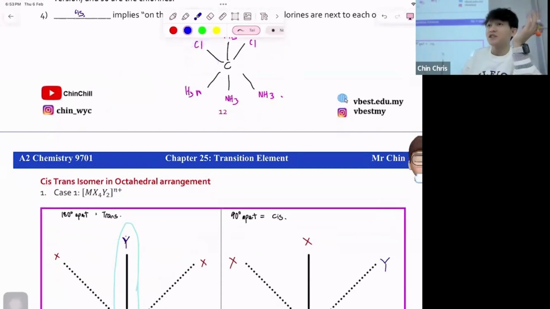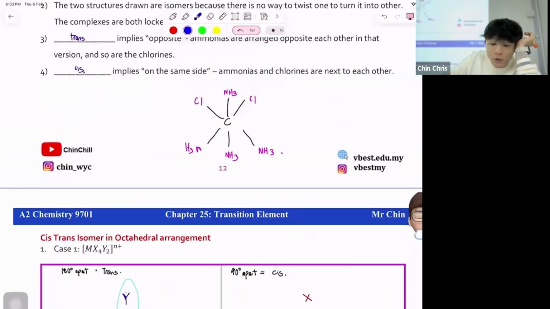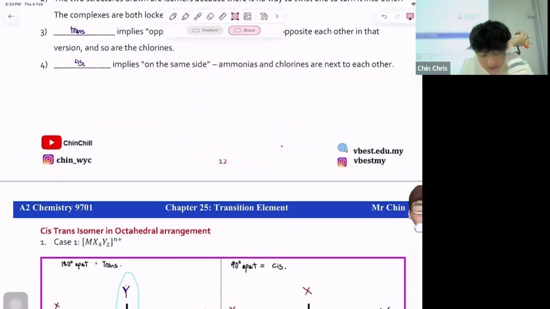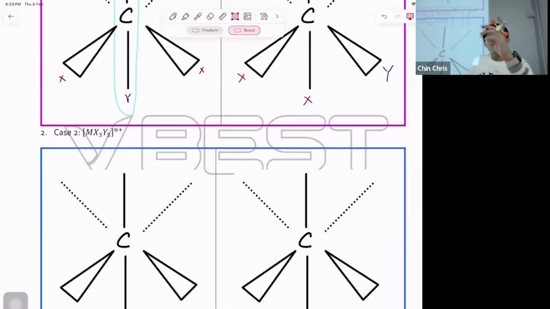Some people memorize the shape. Do not memorize the shape. Understand the shape. There's no way you can memorize. Please, don't memorize. Try to understand it. Alright, guys, this one is done.